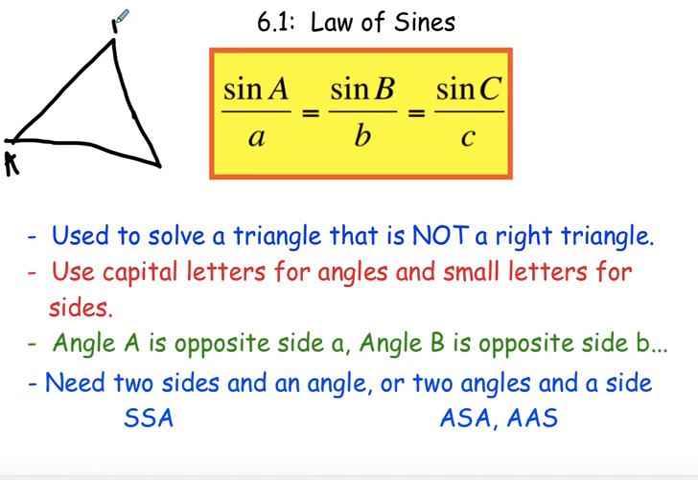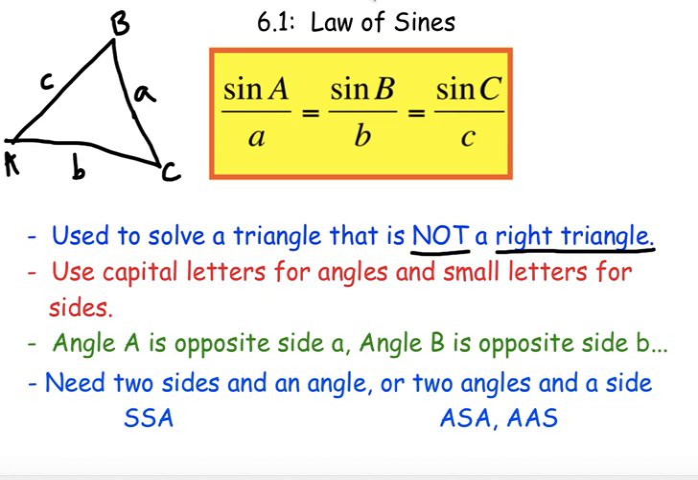Our angles are capital letters, A, B, and C. The sides across from the angles are lowercase letters. So across from angle B would be lowercase b, across from angle C would be lowercase c. So this law of sines is used for triangles that are not right triangles. If they were right triangles, we would use SOHCAHTOA, or we would use Pythagorean theorem, but we use law of sines if it's not a right triangle.